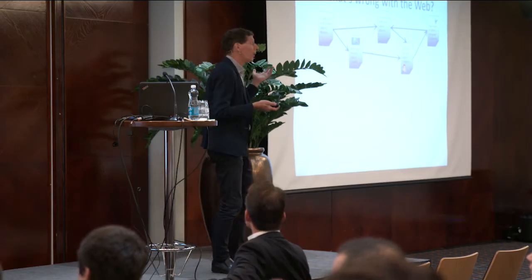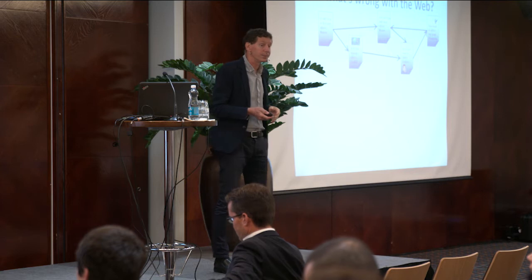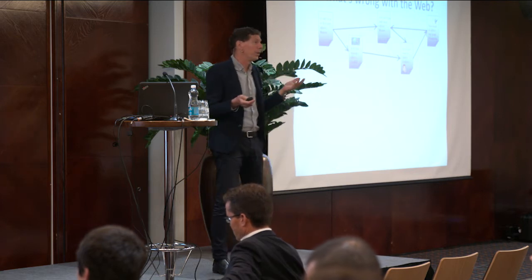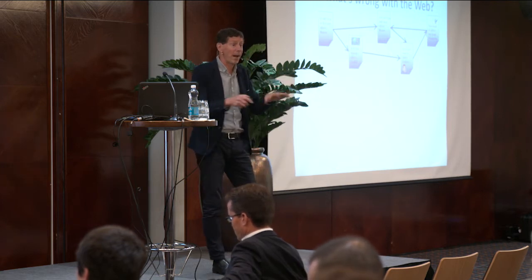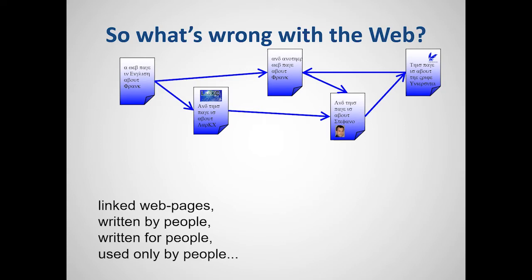So here's another way of saying the same thing. What's wrong with the web? So this is the web. Lots of pages with text, and some of these have pictures on them, and they all link to each other. And of course, we didn't write the web by hand. Nobody knows how many web pages there are, somewhere between 50 and 100 billion. But then there is the dark web, so we certainly don't know how many pages there are there.